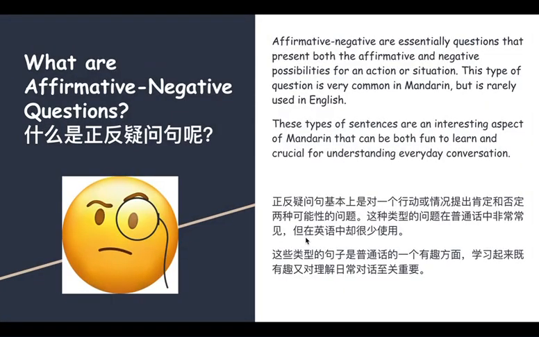Firstly, let's begin with a brief definition of affirmative negative questions. Affirmative negative questions are essentially questions that present both the affirmative and negative possibilities for an action or situation. This type of question is very common in Mandarin, but is rarely used in English. These types of sentences are an interesting aspect of Mandarin that can be both fun to learn and crucial for understanding every conversation.